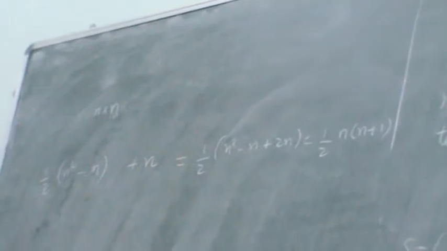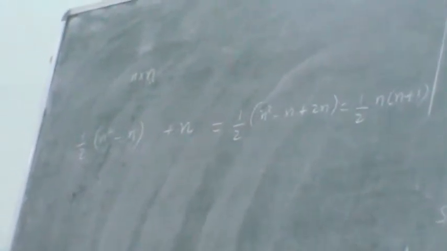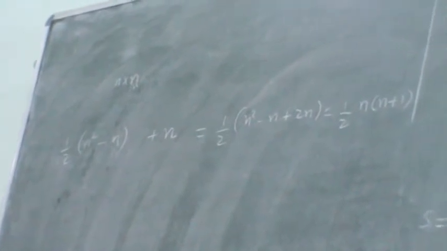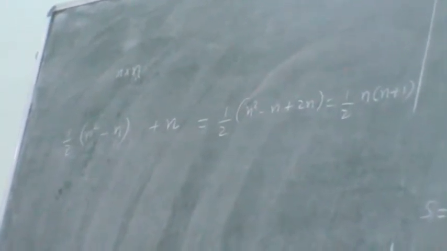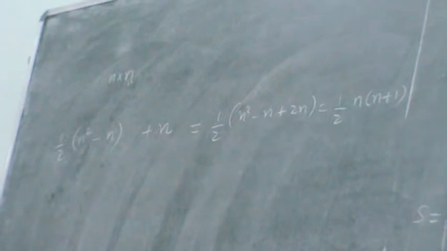You can check for the 2-dimensional case, the 2 by 2 matrix, it is 3. Put n is equal to 2, you will get 3. For a 3 by 3 matrix, it is 6. If you put n is equal to 3, you get 6. That will be the next step.